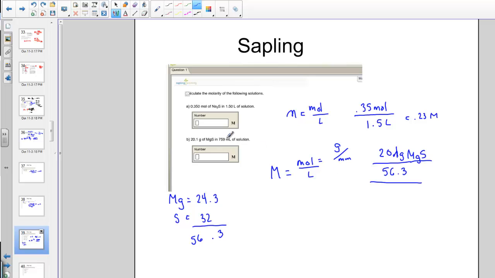And how about 759 milliliters? We're learning that we just simply slide, don't we? 759 milliliters is 0.759 liters. So we'll try that out. We have 20.1 divided by 56.3 divided by 0.759. I have 0.47 molar. Hear how I'm saying that? Big M, 0.47 molar units. Doing a great job.